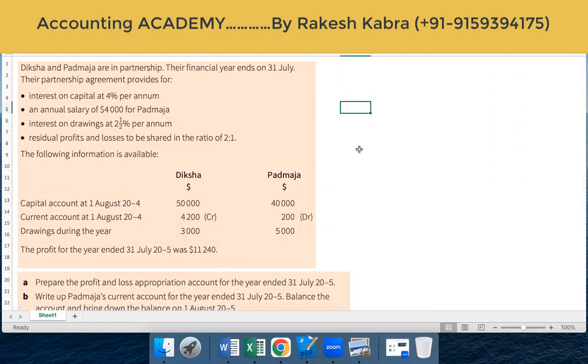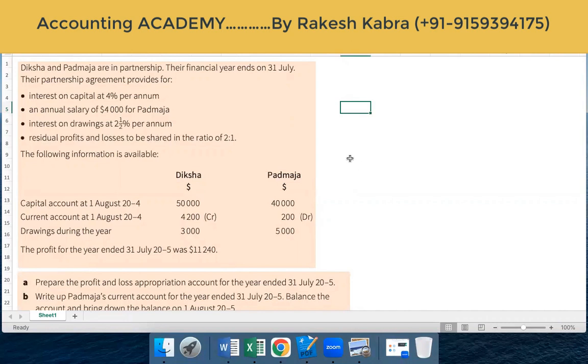Diksha and Padmaja are in partnership. Their financial year ends on 31st July. The partnership agreement provides for interest on capital at 4% per annum, an annual salary of 4,000 for Padmaja, interest on drawings at 2.5% per annum, and residual profits and losses to be shared in the ratio of 2:1.